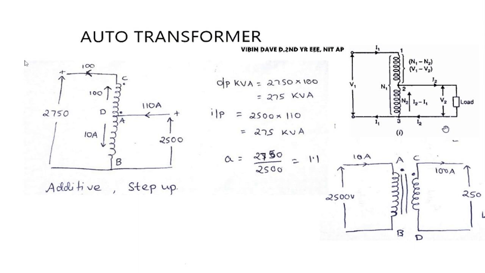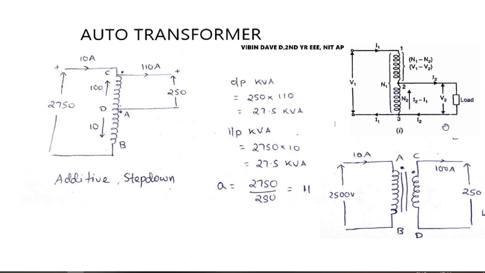Here, as you can see, this AB coil is treated as the common coil for primary and secondary. In this figure, you can see this port is input and this is output. After seeing this figure, you will be clear how much power is transferred to the output. This kind of connection is called additive step up. You can see AB is connected as the common winding and A is connected to D. This is one type of connection.